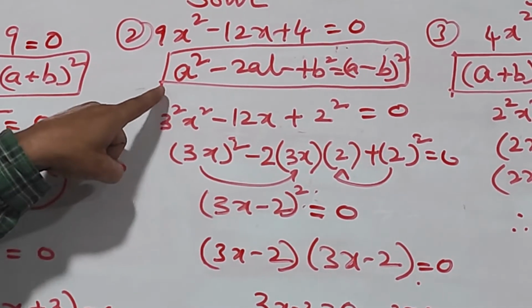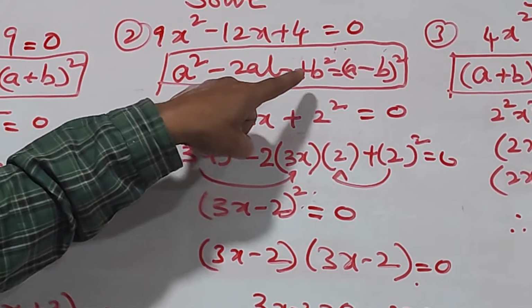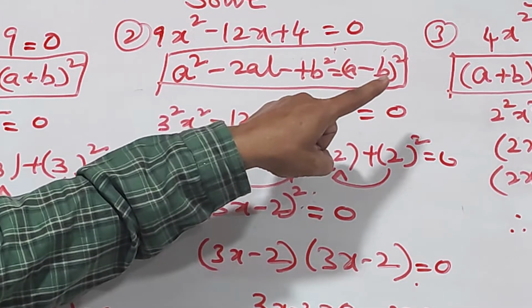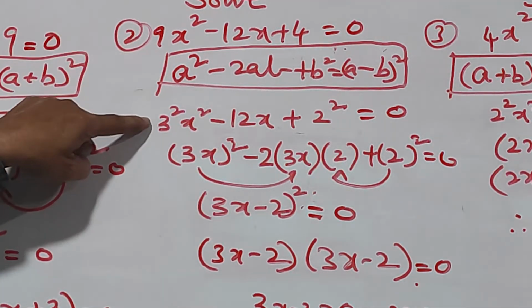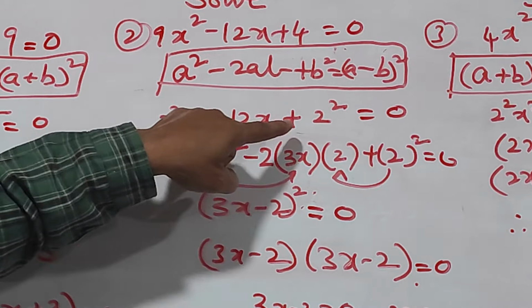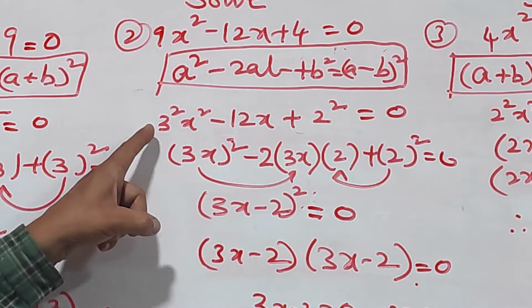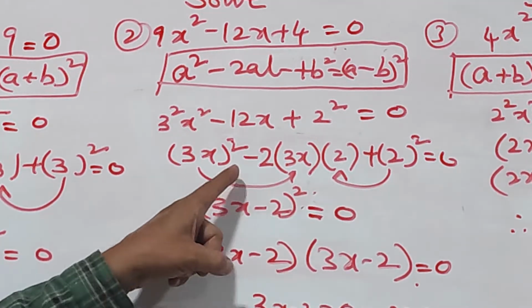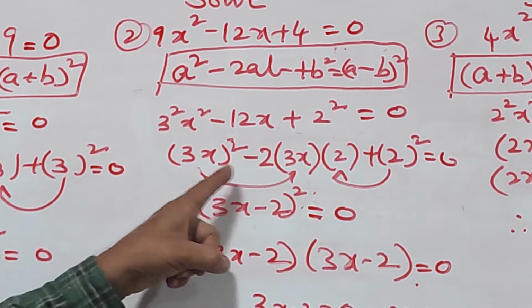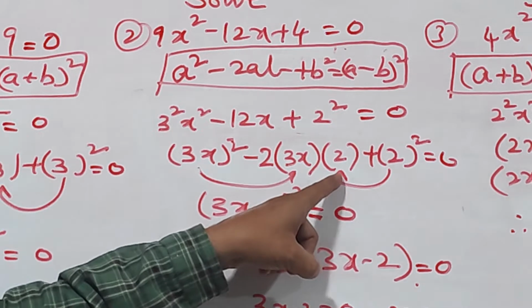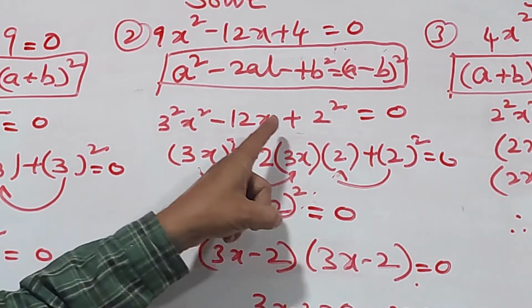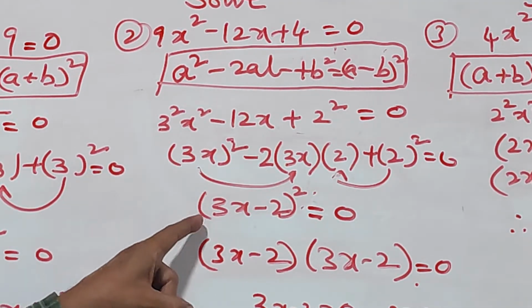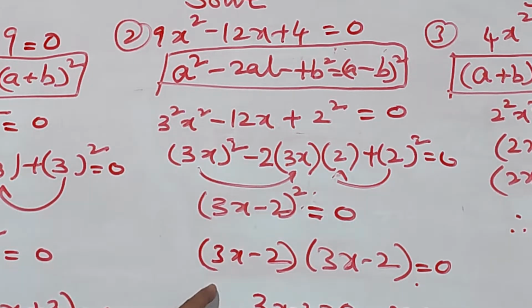I am going to use the identity a square minus 2ab plus b square is equal to a minus b whole square. So 9 I am writing as 3 square x square, minus 12x, then plus 4 I am writing 2 square. So 3x whole square, then 2 whole square last. In between you will put minus 2 into, first 3x will come in the first bracket, 2 will come in the second bracket. So the total will be equal to 12x. So thereby this will become 3x minus 2 whole square, writing 2 times.